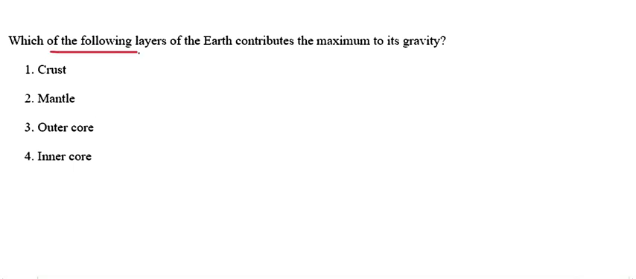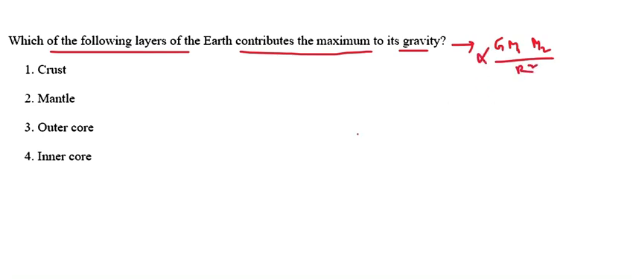Now in this question, which one of the following layers of Earth contributes maximum to its gravity? First of all, we should know the formula of gravity: G m1 m2 divided by r square, proportional. This is the formula. Now, in terms of Earth, we know that Earth has crust, mantle, core, different in composition and density. We divide these layers.